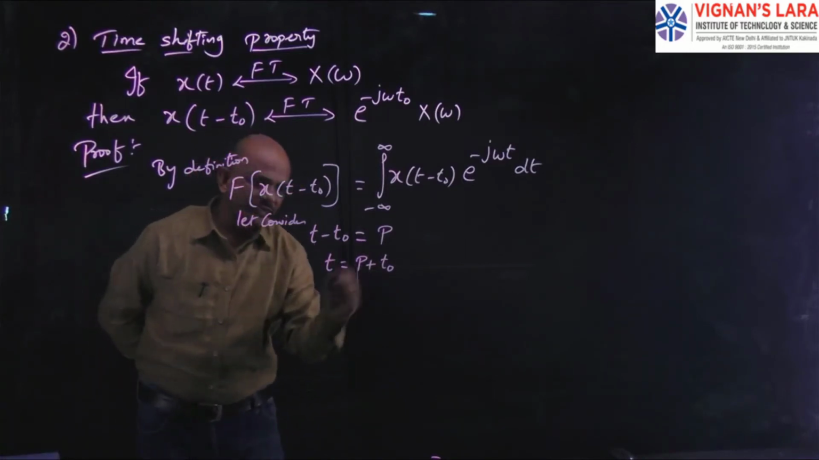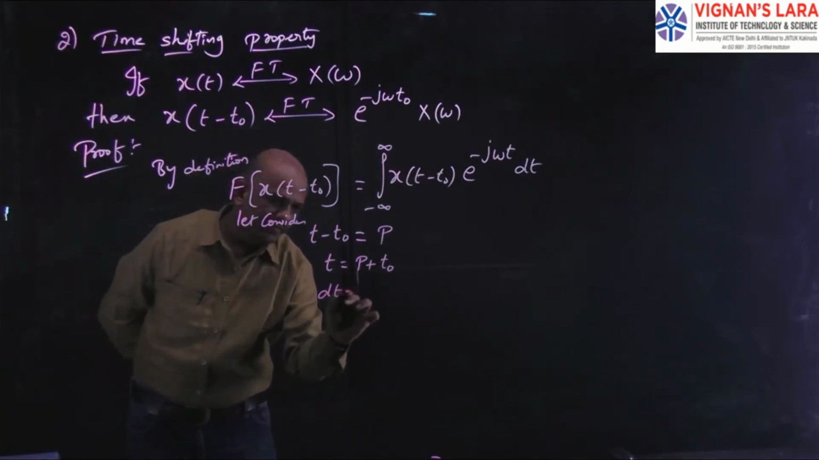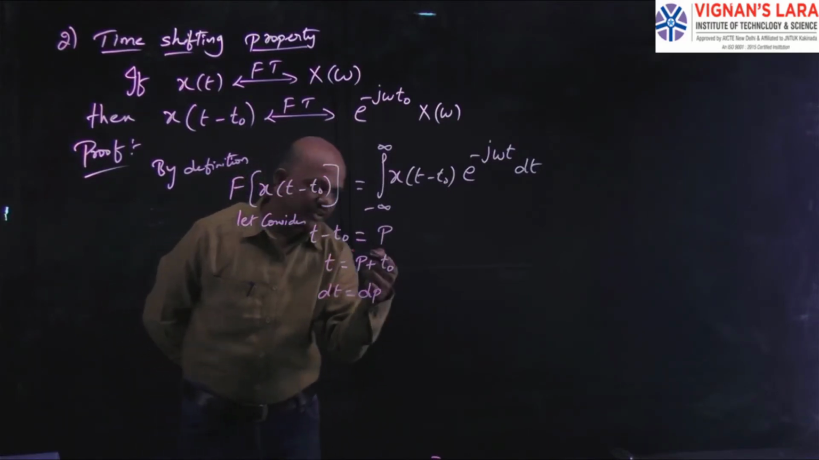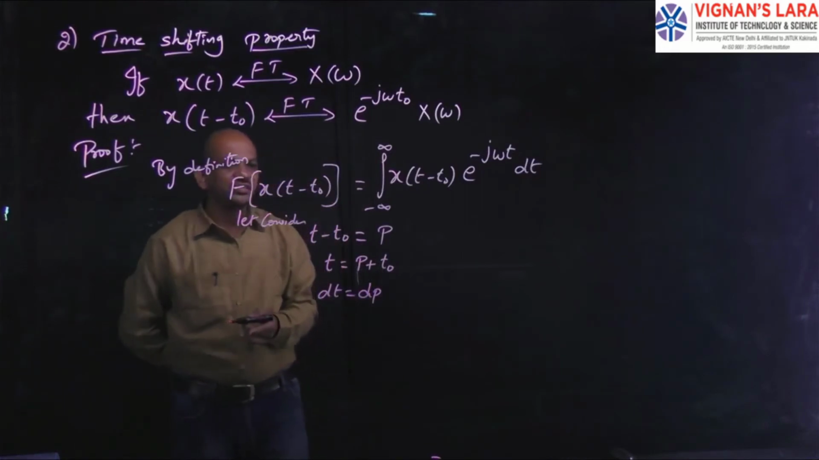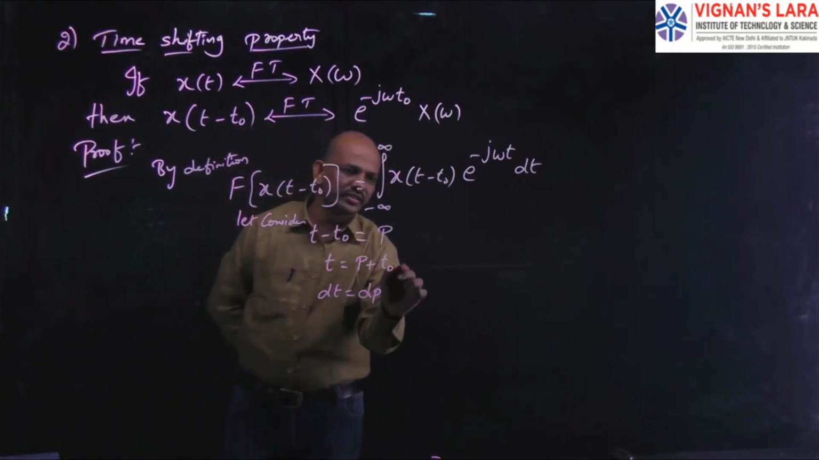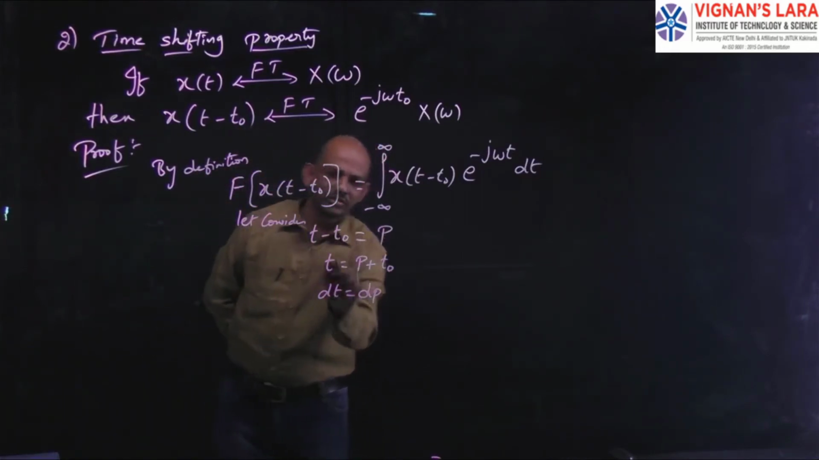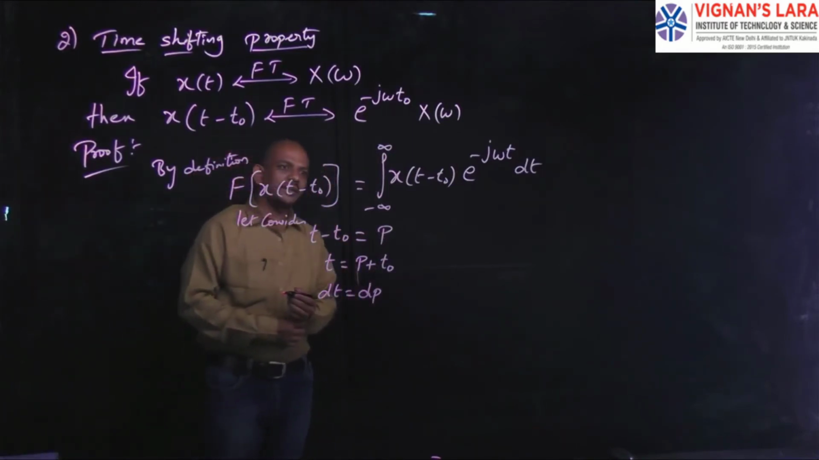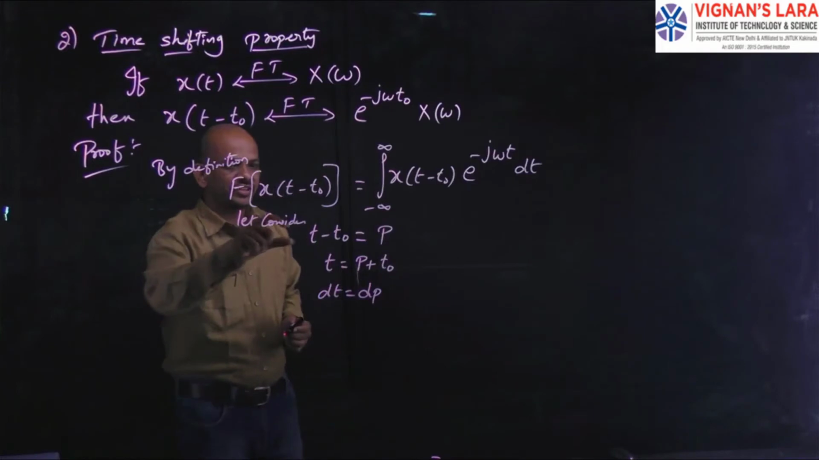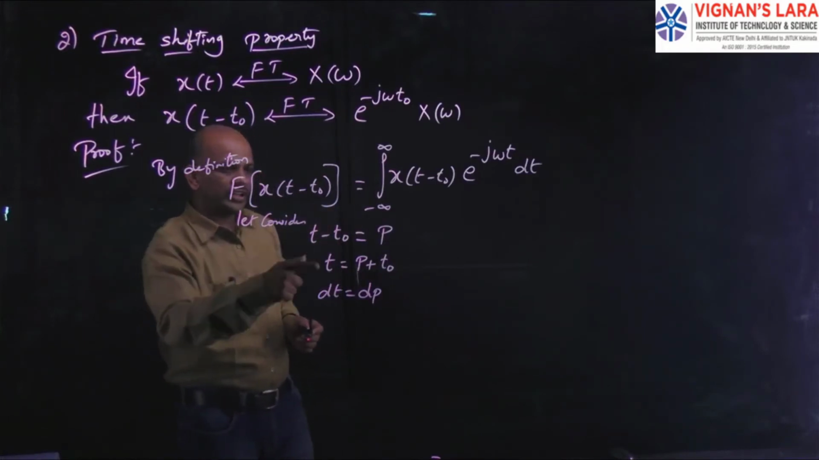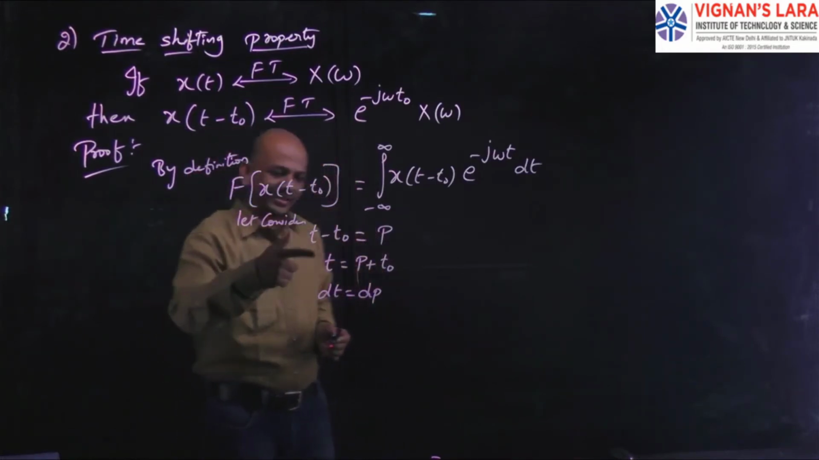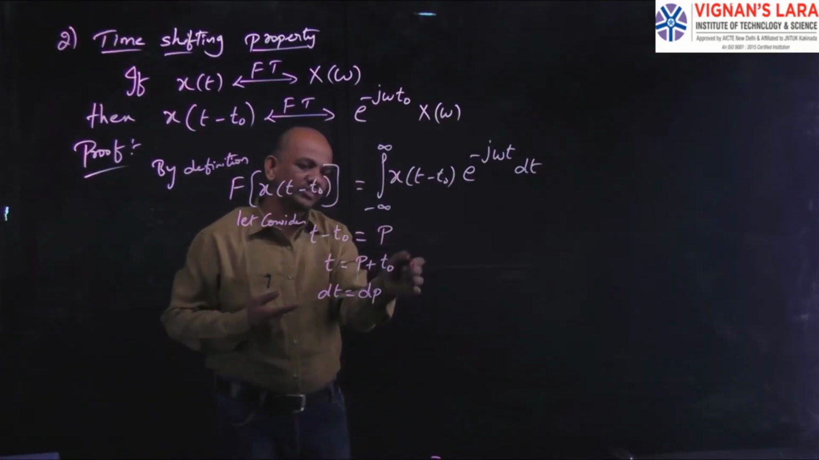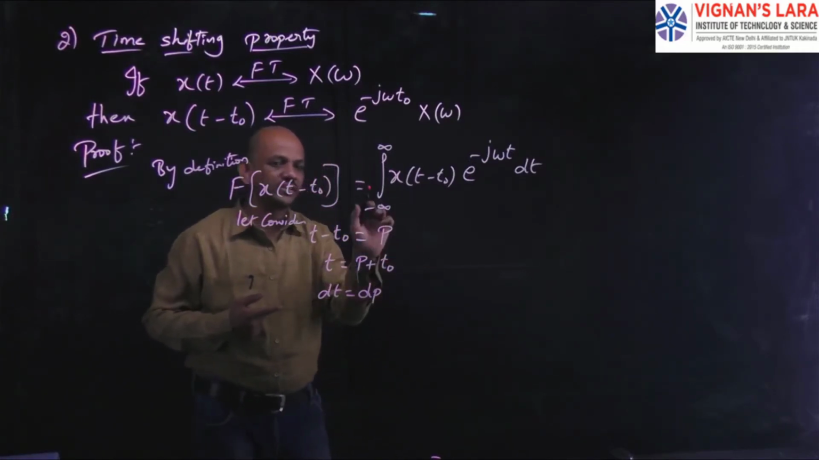So if you go for the differentiation, dt will be equal to dp, because t naught is a constant, and the differentiation of a constant is 0. There is no need to write the 0, because dp plus 0 is dp. So t minus t naught equal to p, t equal to p plus t naught, and dt will be equal to dp.